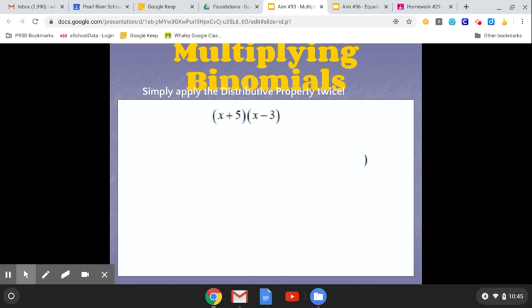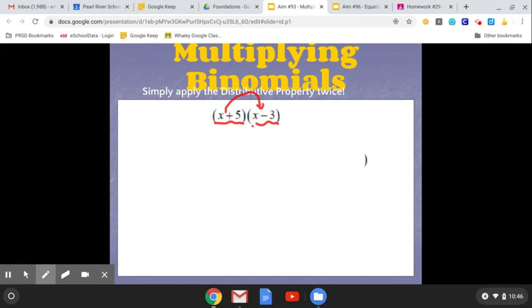Binomial times a binomial looks a little something like this. This is an example here, and let me highlight it, of a binomial. It's got 2 terms to it. This is a binomial as well. Again, it has 2 terms to it. But we're still going to be doing the distributive property. The idea would be that we take this and distribute it to that binomial over there.